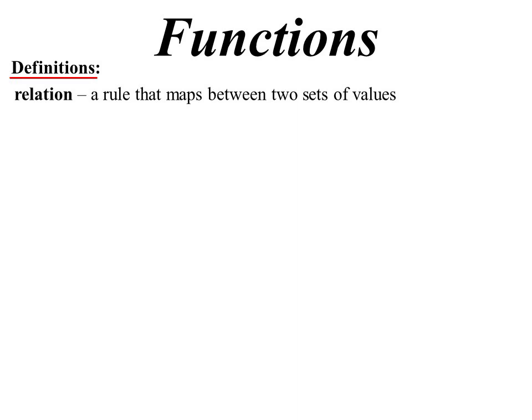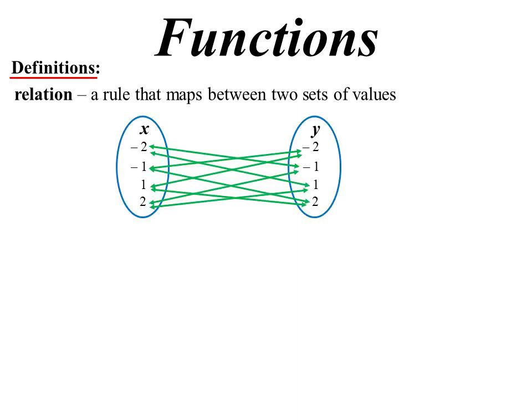A relation. A relation is simply a rule that maps between two sets of values. So here we go, we've got a set that I've called X, a set that I've called Y, and we can see arrows going in all sorts of directions. So -1 maps to -2 and things like that. That actually is the relation of what we know is a circle. X squared plus Y squared is equal to 5. That's the relation that exists between these two sets.